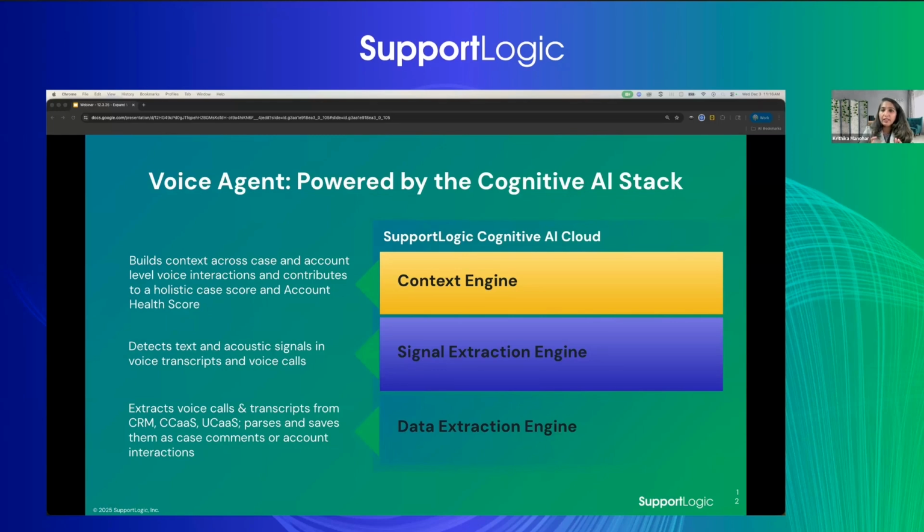So being able to understand that voice, the nuances of a voice, is also something that we have built in with the voice agent. And third aspect is the context engine, where we are building context over a period of time. So we look at all of the voice interactions that have happened in the context of a case, all of the voice interactions that have happened in the context of an account. All of this holistically come together in order for us to determine a lot of the scoring, and which eventually powers our summarization and scoring aspects.